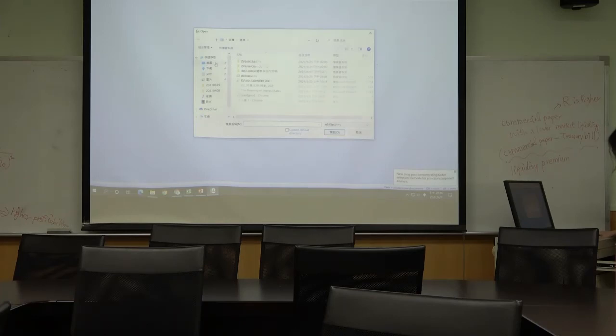So from File, Open, Foreign Data as Work File. Because all the data is saved on the desktop, I go to the desktop and find today's file, 2021, April 8th. I choose S&P 500, so I can now read all the data into EViews.